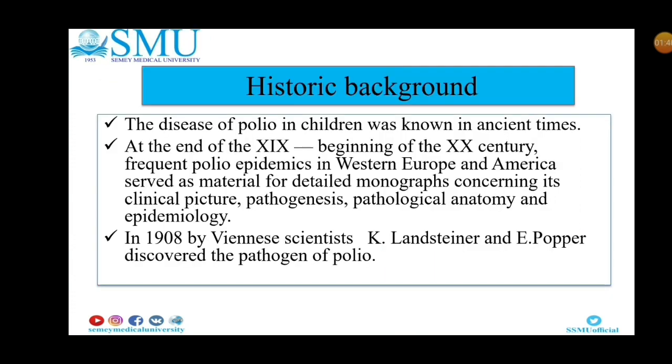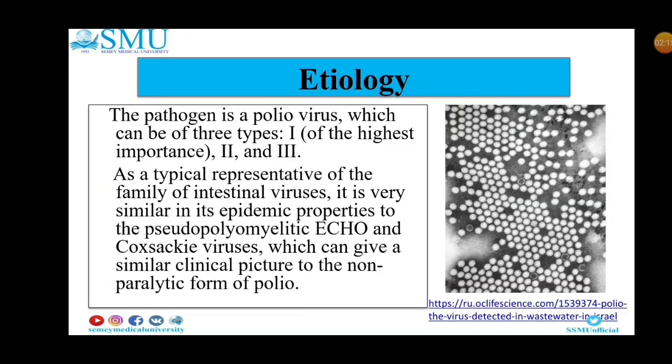Historical background. The disease of polio in children was known in ancient times. At the end of the 19th, beginning of the 20th century, frequent polio epidemics in Western Europe and America served as material for detailed monographs concerning its clinical picture, pathogenesis, pathological anatomy, and epidemiology. In 1908, the Viennese scientists Landsteiner and Popper discovered the pathogen of polio.